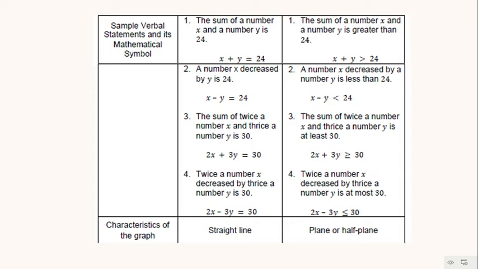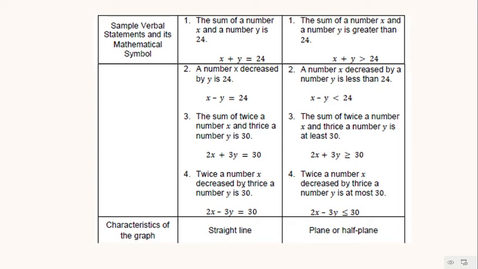Next, for number 3, the sum of twice a number x and thrice a number y is 30. So, that is 2x plus 3y is equal to 30. So, ayun yung is, kaya may equal. Dito naman sa kabila, is at least 30. So, may at least siya, kaya yung ating ginamit na symbol na greater than ay merong guhit sa ilalim.